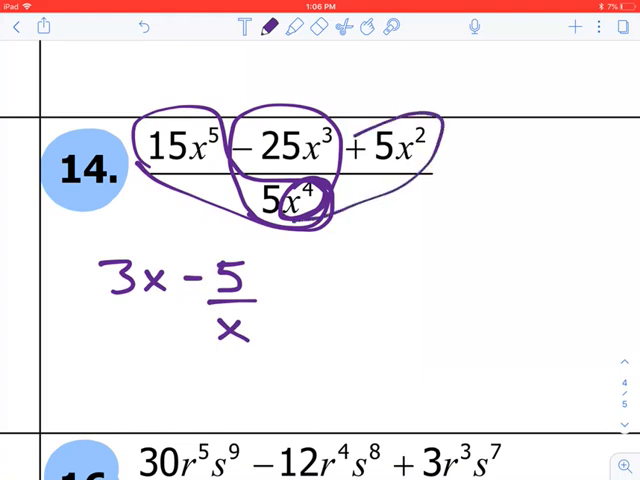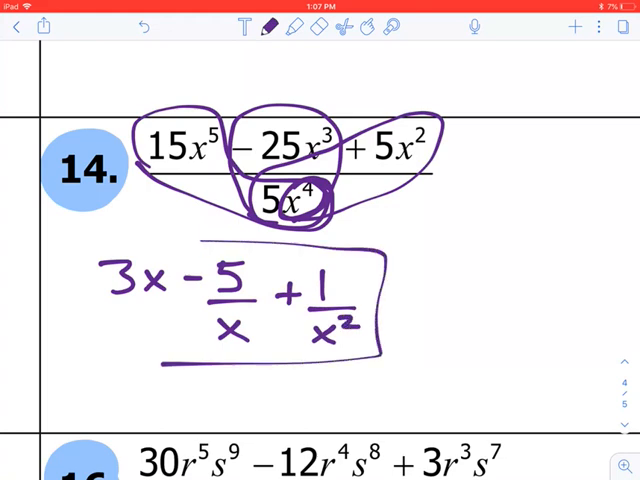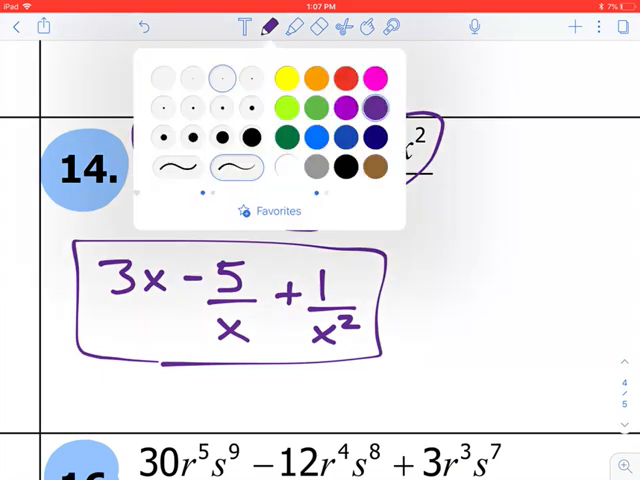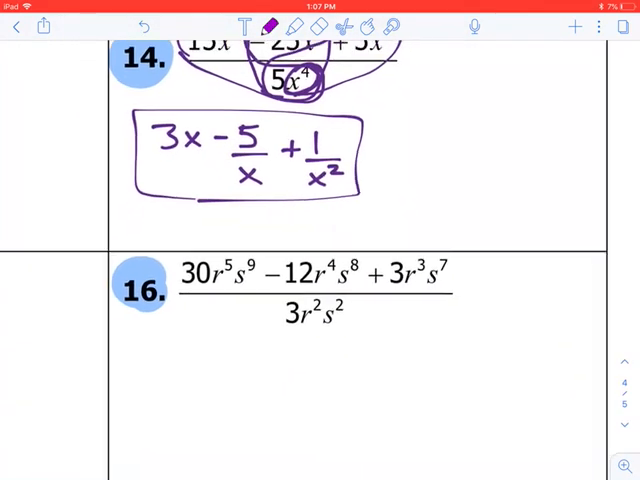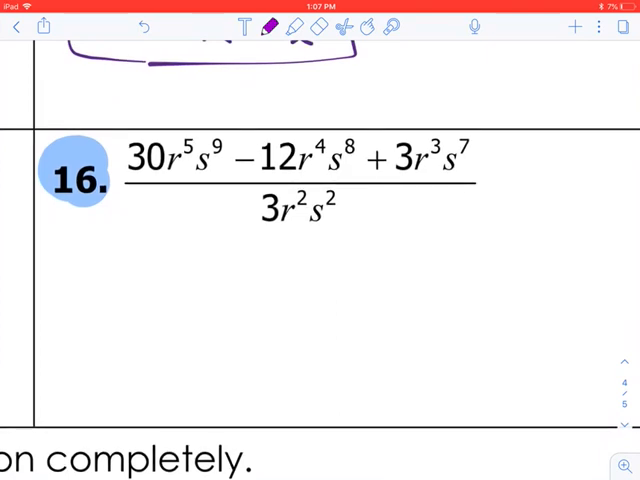And then we've got 5 divided by 5 is positive 1. And then 2 x's left, also on the bottom. And so there would be my answer. So that one's kind of weird because you've got an x left, but it was on the bottom of the equation. So you've got to put them on the bottom of a fraction. Okay, so last one, number 16.